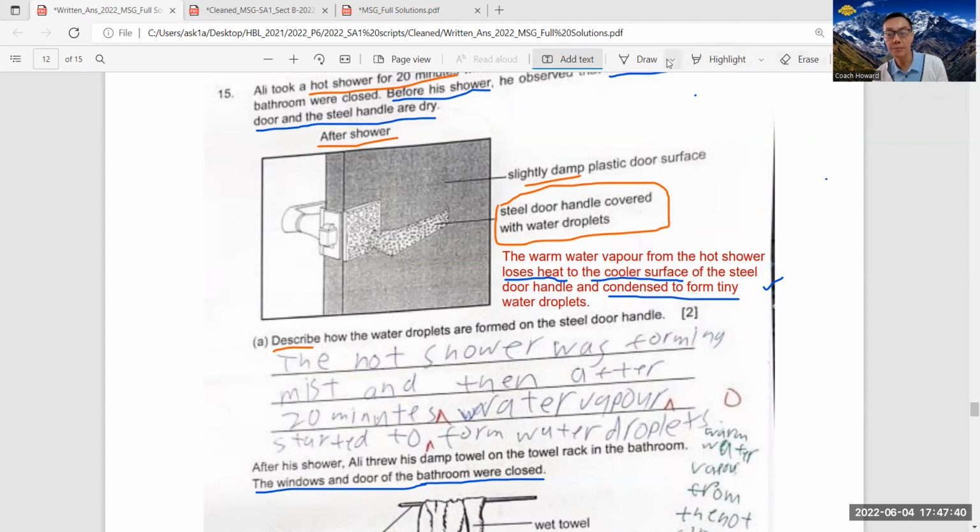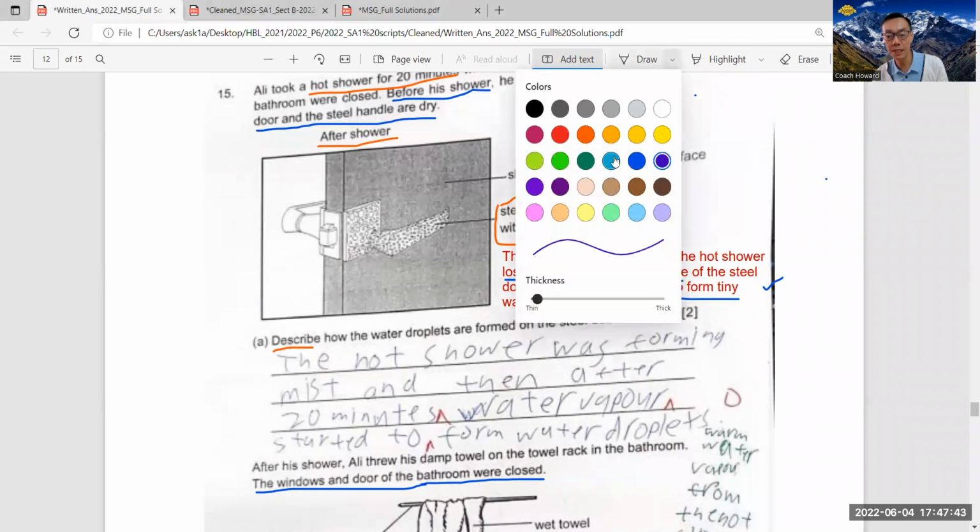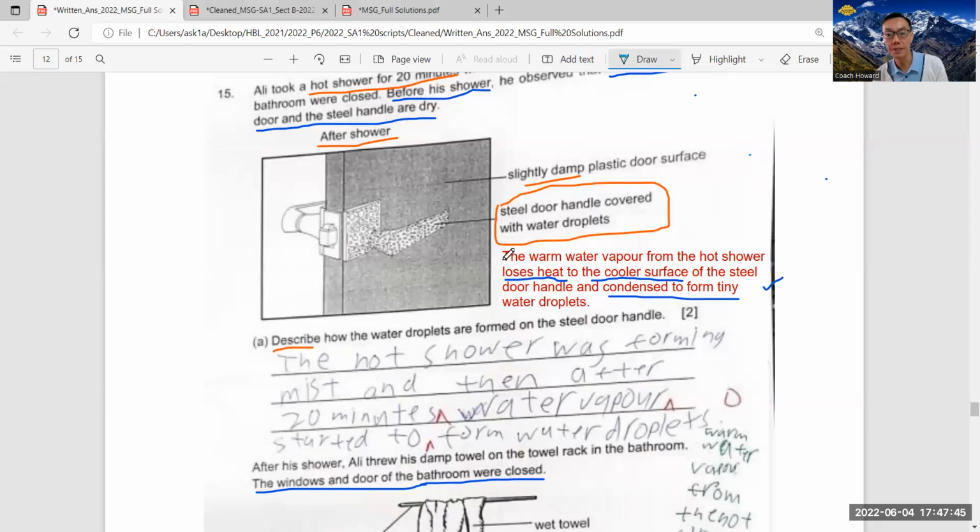Okay, you take note of this because these are questions commonly tested in PSLE. So I told students to memorize this systematic way of writing. Okay, so you take note, you must write the warm water vapor from the hot shower loses heat to the cooler surface of the steel door handle and condense to form tiny water droplets. So you get the 2 marks.